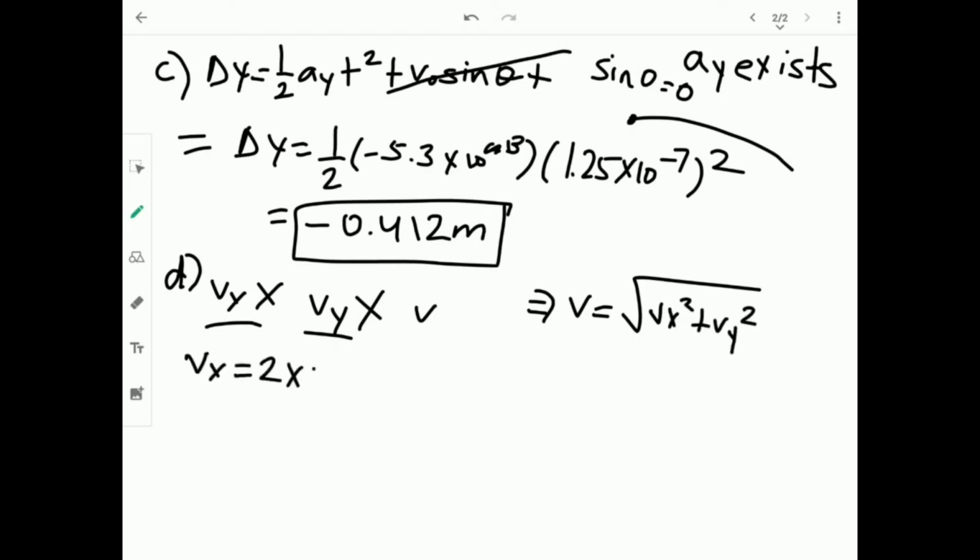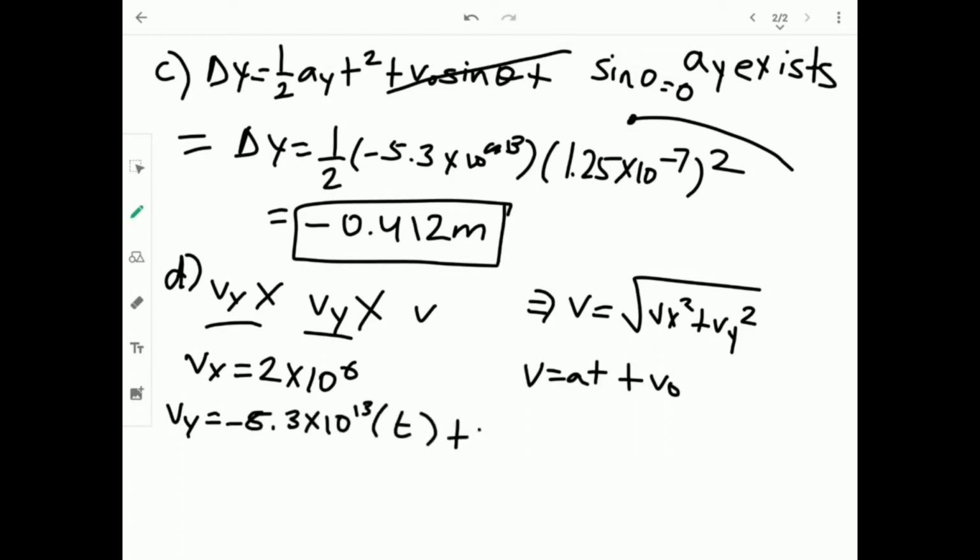vy is the harder one. In UARM, what was the equation we used to get the velocity in terms of acceleration and time? Wasn't it v equals at plus v0? Using that equation, we get vy equals minus 5.3 times 10 to the power of 13 times the time plus 2 times 10 to the power of 6. Because wasn't that the initial velocity? Wait, no. It's v0 sine theta. And since theta is 0, then v0 sine theta is 0 as well.